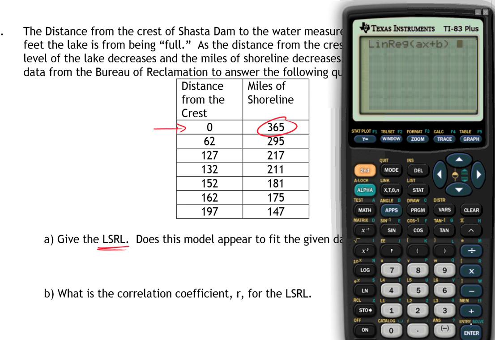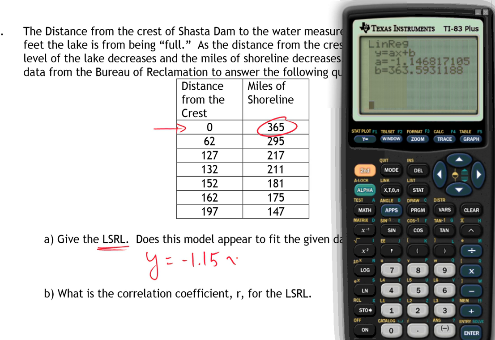It says my model will be y equals negative 1.5 times x plus b, which is 363.59. So there's my least squares regression line.